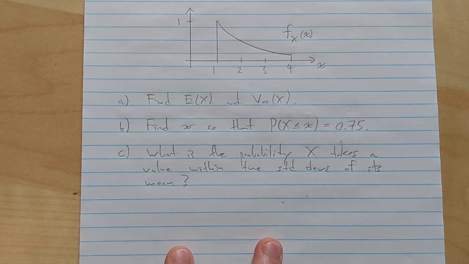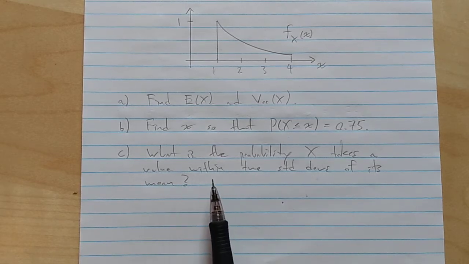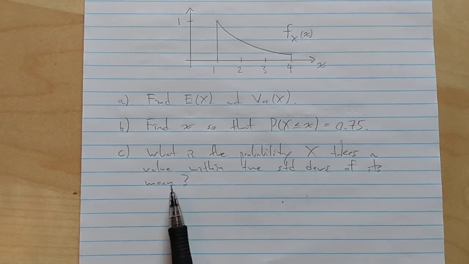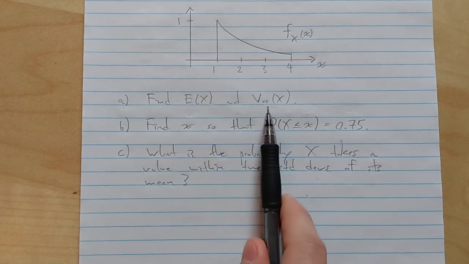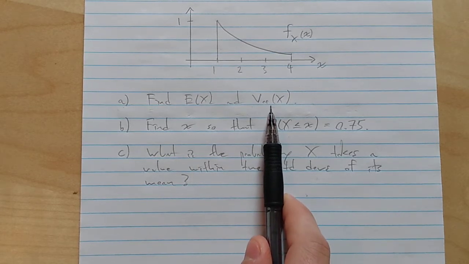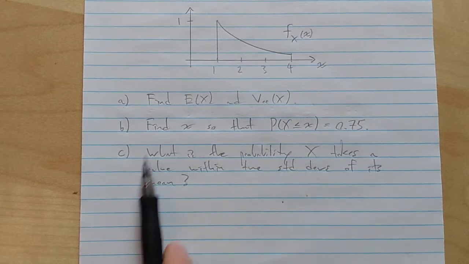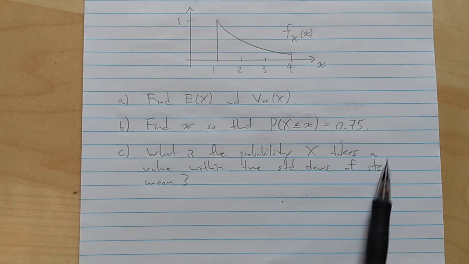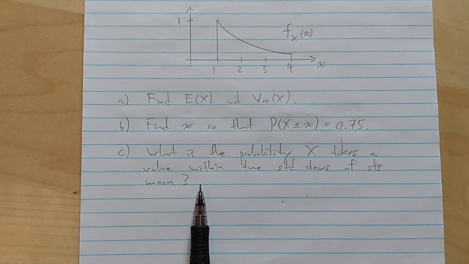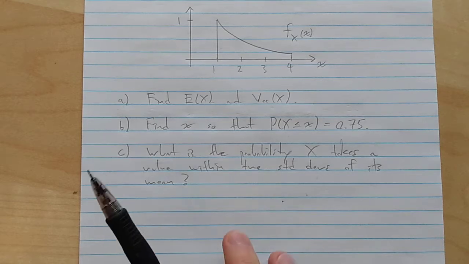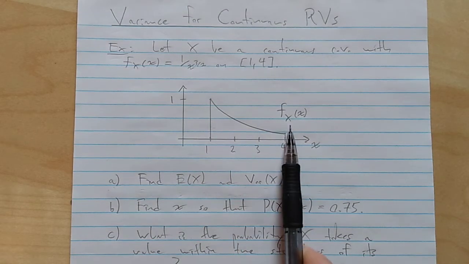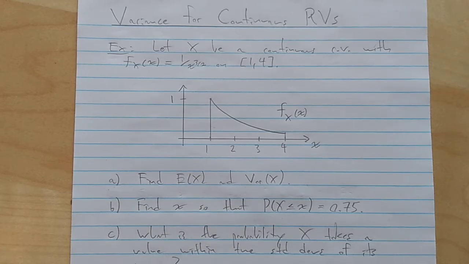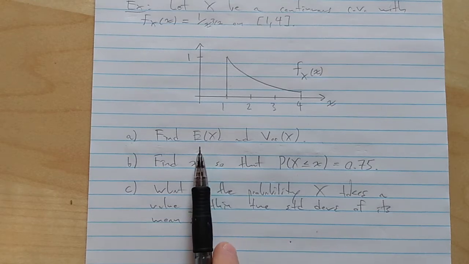And then in part C, what's the probability x takes a value within 2 standard deviations of its mean? So after we do part A, we'll know the standard deviation and the mean, because the expected value is also called the mean. The variance, we'll take the square root and get the standard deviation, and then we'll be able to actually figure this out. And this is leading up to Chebyshev's inequality, which gives us a bound on what this probability can be without actually knowing the details of the way our random variable is distributed, knowing only the expected value and the variance, but that's next time. So let's get started. Find the expected value.